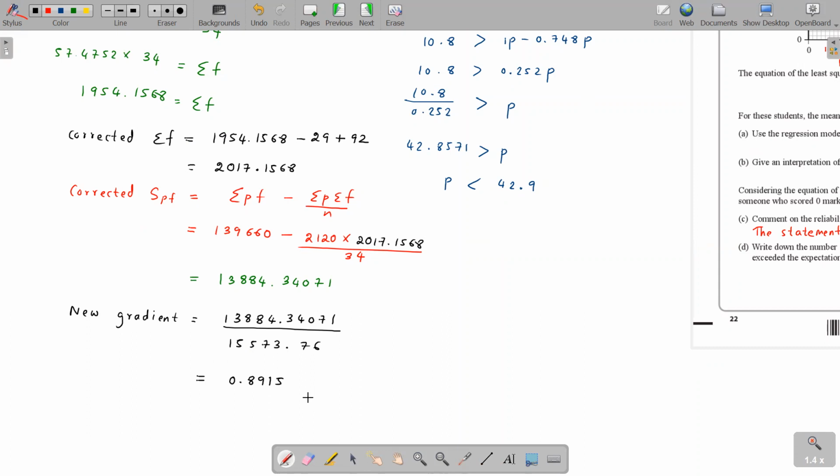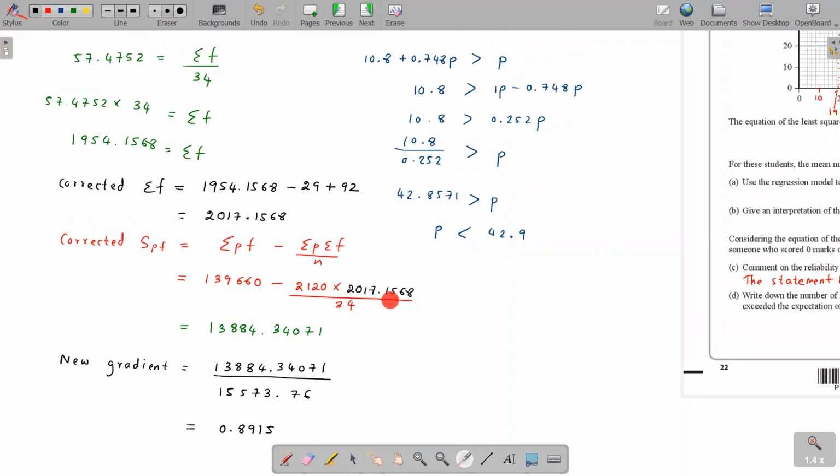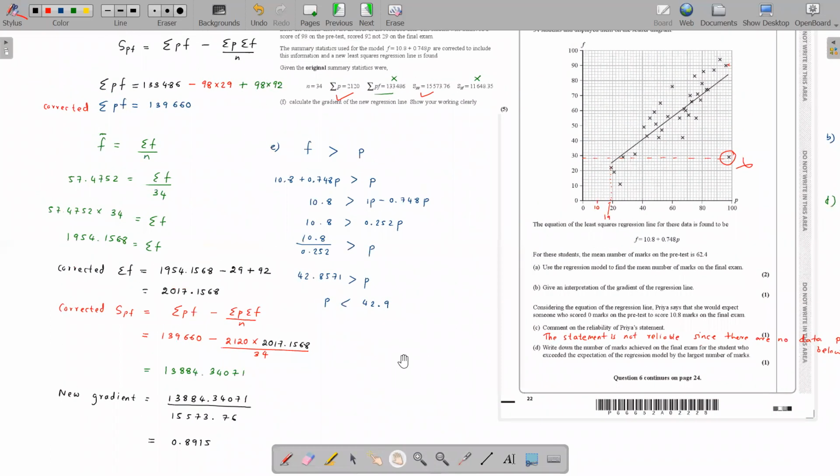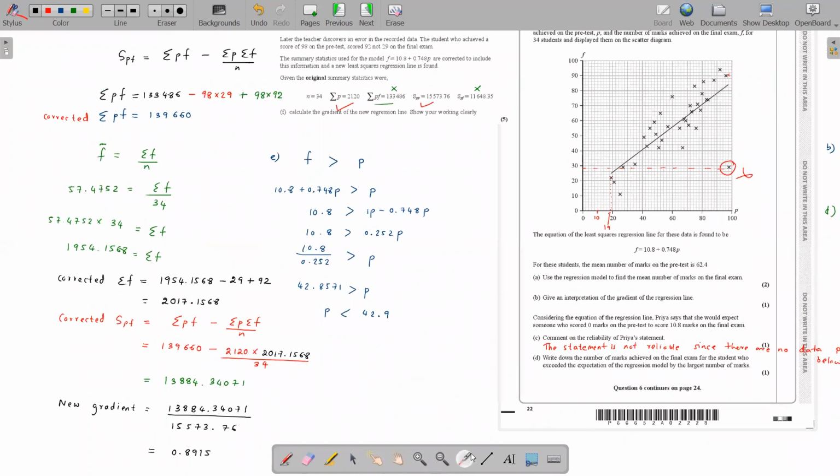Something like this. They give marks for any answer that rounds off to 0.9, because some of you might not take this many decimals. If you take a little bit fewer decimals, it's fine. So they give you the mark as long as it rounds off to 0.9. Your answers are correct. SPP is 15,573.76. The gradient is SPF divided by SPP. So this is the answer for the new gradient.